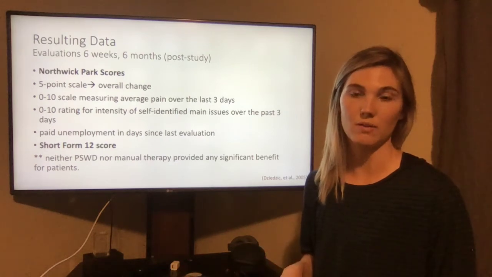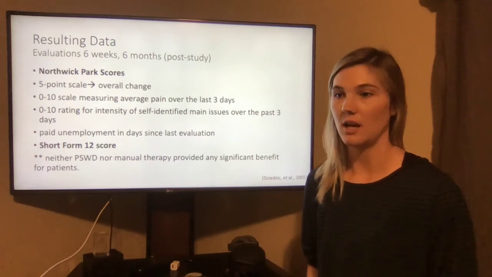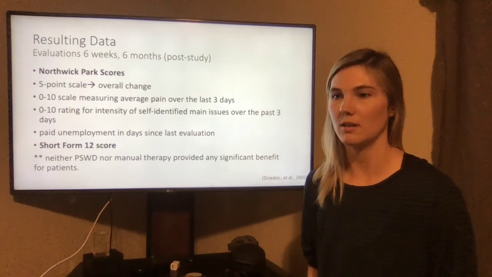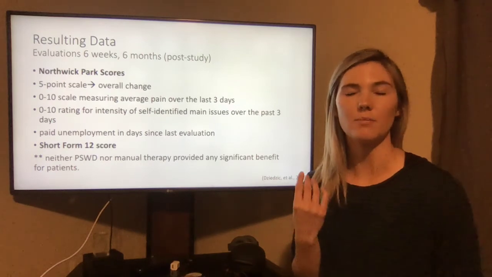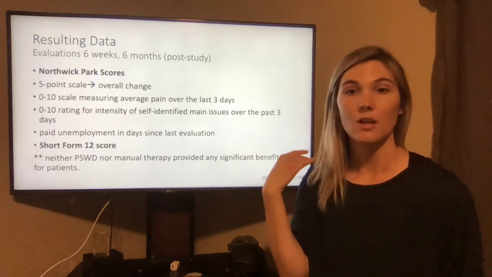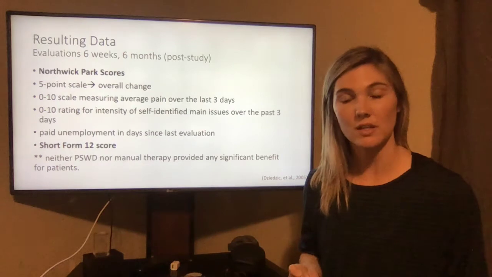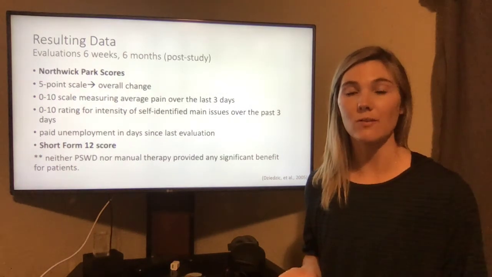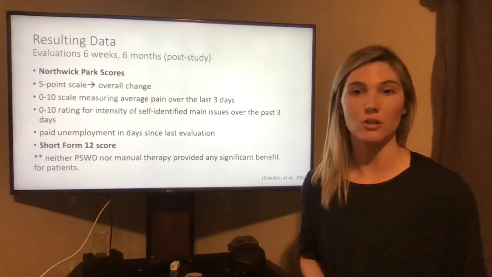The short form 12 is looking at many different areas, those being, let me remember what they are. Those are basically looking at your mental health, your physical health, if you're able to do the things you want to do. One of them was vitality. It's talking about their energy levels, if they have the energy to do what they want to do.